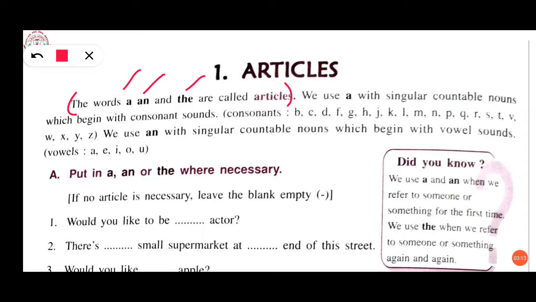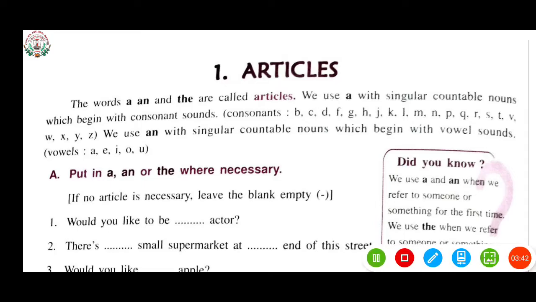Now see where we should use a, an and the. Before solving the exercise we must know where to use these articles. So first see where to use a. We use a with singular countable nouns which begin with consonant sounds. Students, I want to tell you about countable nouns and uncountable nouns.